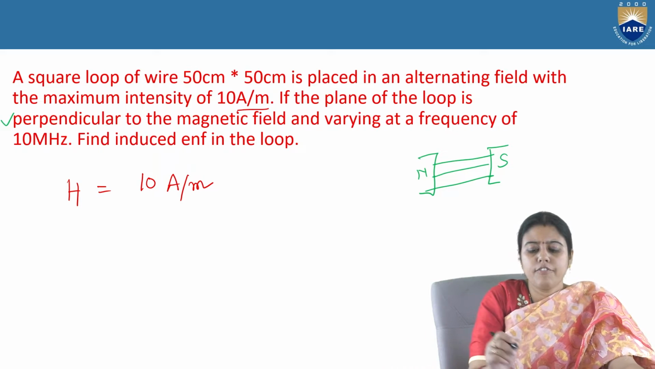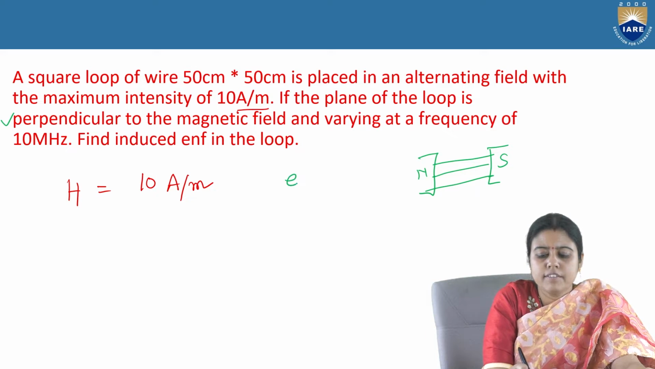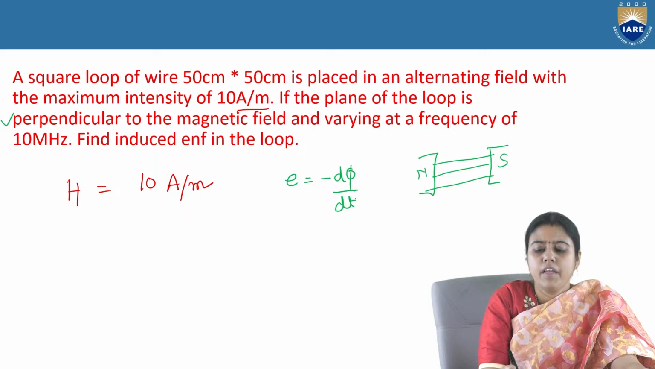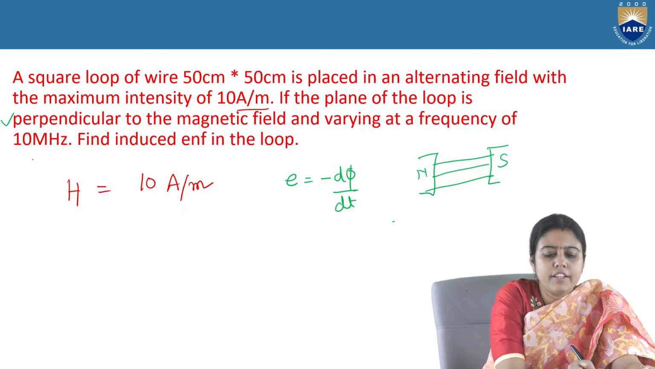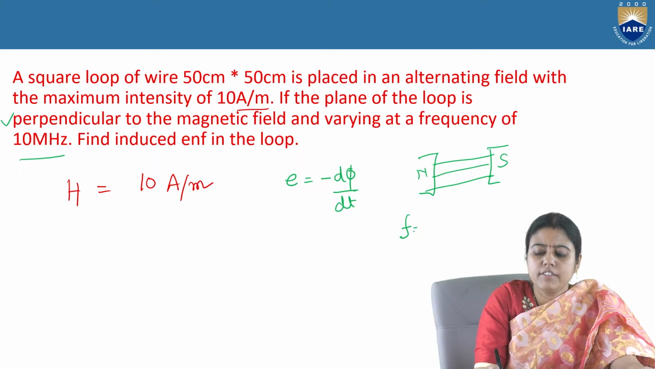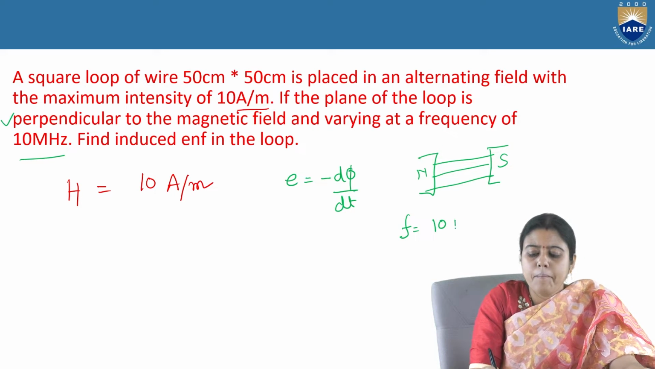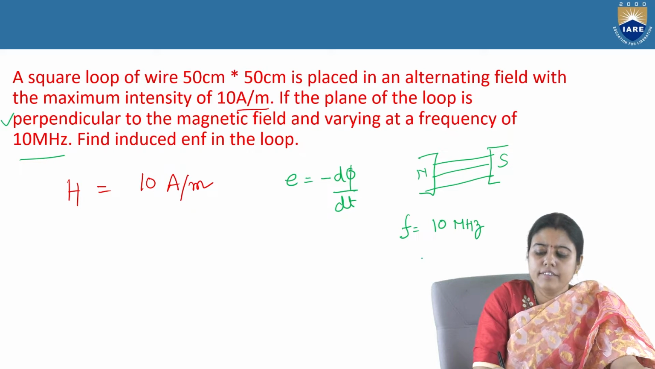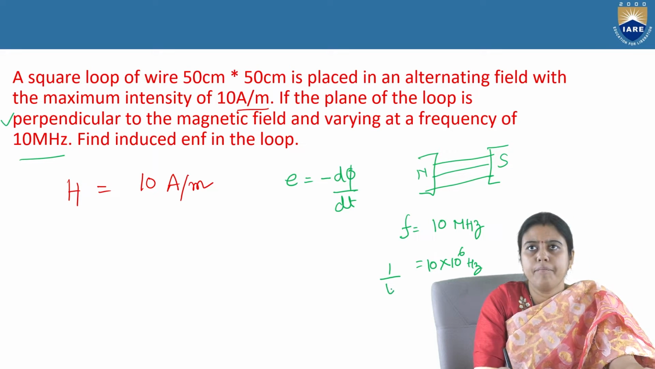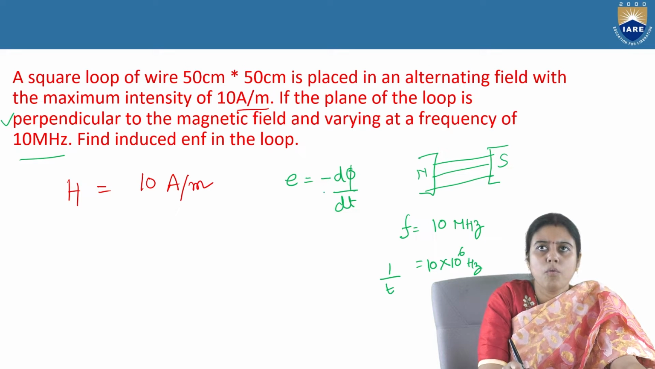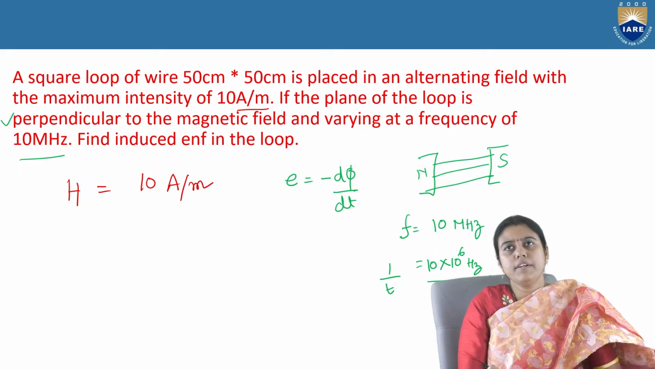So first, what is the formula of the induced EMF? We know E is equal to minus d phi by dt. First, what is dt? We know dt means time. Here the frequency is given. Frequency is equal to 10 megahertz, 10 into 10 to the power 6 hertz. Frequency means 1 by time period, so 1 by time period is 10 into 10 to the power 6.